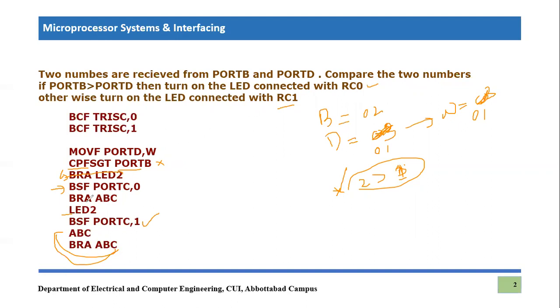And then we jump to branch ABC, and we keep repeating this instruction to make it an infinite loop. So I hope you have understood the usage of compare file skip if greater than, or compare file skip if equal, or compare file skip if less than, because you can apply the same logic in the other two instructions as well.